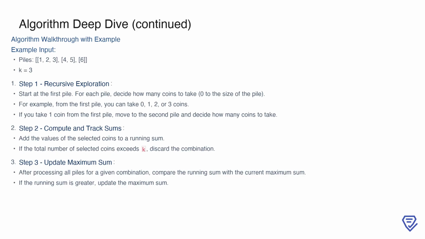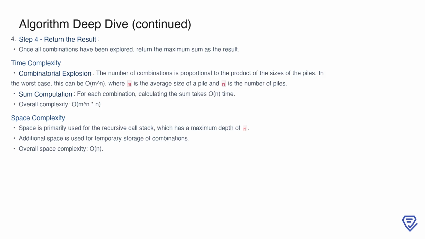If the total number of coins selected exceeds k at any point, we discard that combination and stop further exploration of that branch. After evaluating all combinations for a given selection, we compare the running sum with the current maximum sum. If the new sum is greater, we update the maximum. This process is repeated until every possible valid combination has been explored. Once all combinations have been evaluated, the algorithm returns the maximum sum as the result.